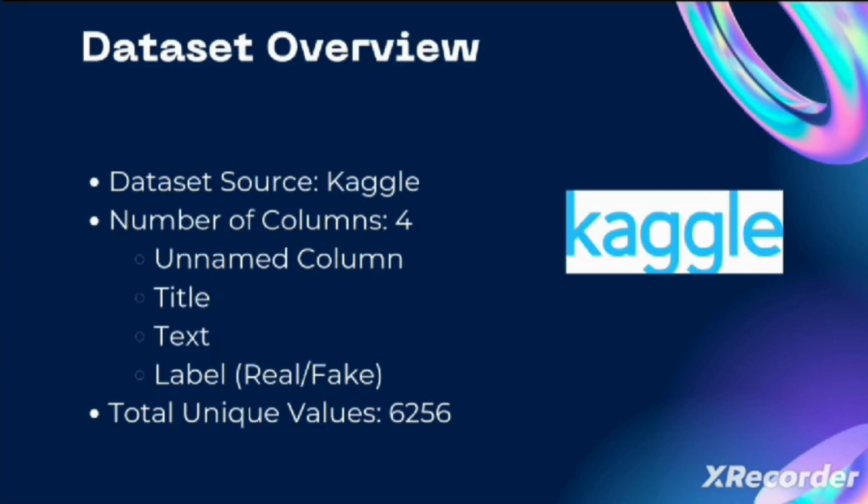So I have taken a dataset from Kaggle, which is the fake or real news dataset, and it has four columns. One is the unnamed column, then title, text, and label, which is real or fake, and it has a total of 6,156 unique.